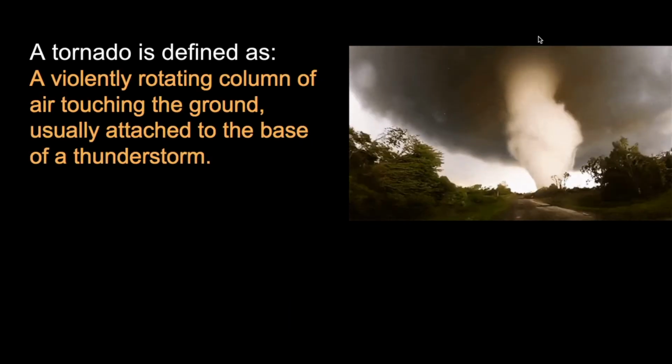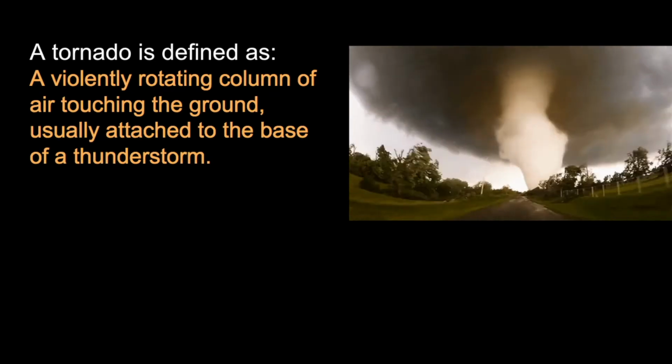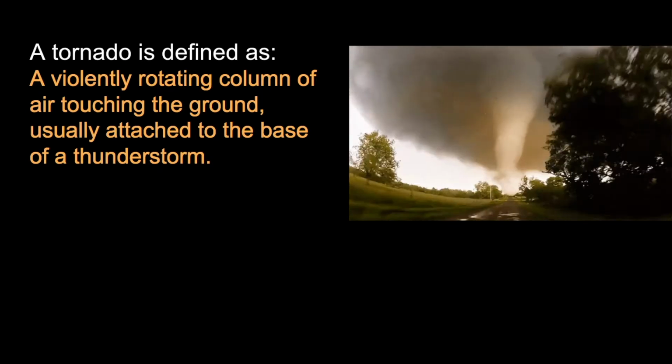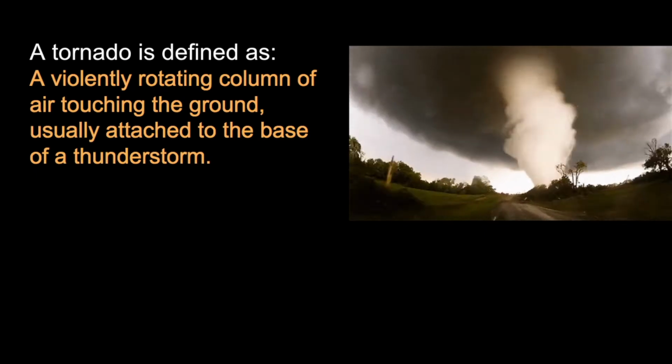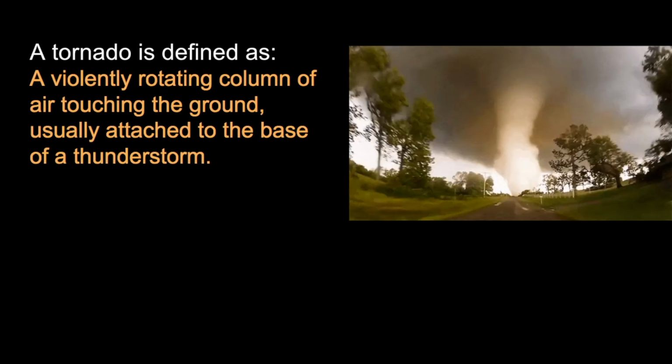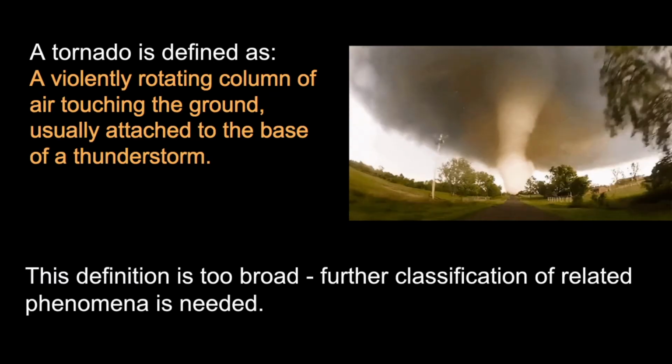All right, so the National Weather Service defines a tornado as a violently, and here that means strongly, rotating, probably in the neighborhood of 100-mile-an-hour winds or more in general, column of air touching the ground, so the rotation has to be at ground level, attached to the base of a thunderstorm. And this definition is fine for what it is, although it is too broad for us.